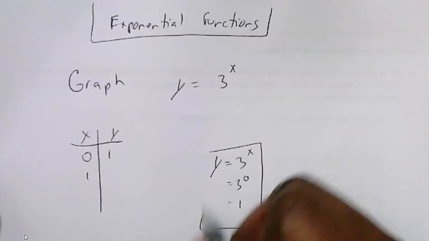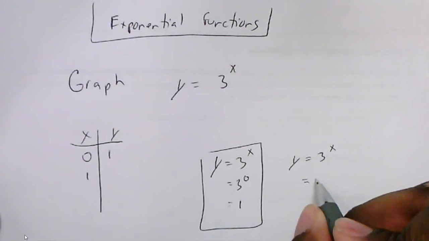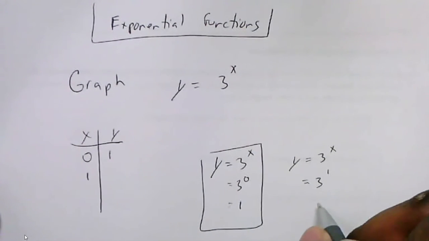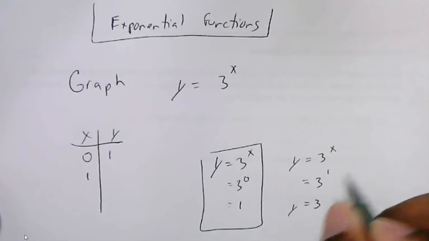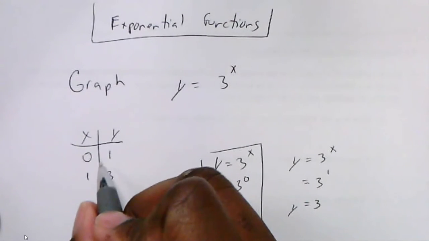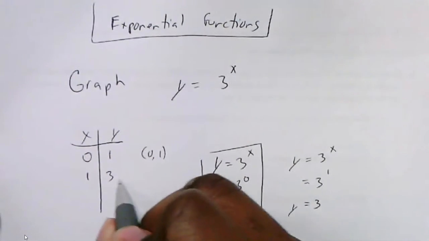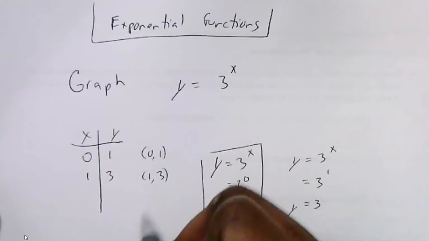Then, after I do that one, I take that equation again, y equals 3 to the x. I'm going to replace the x this time with 1. So y equals 3 to the first, which is just 3. So when the input is 1, the output is 3. These two represent ordered pairs. That's the ordered pair (0, 1), and that's the ordered pair (1, 3).